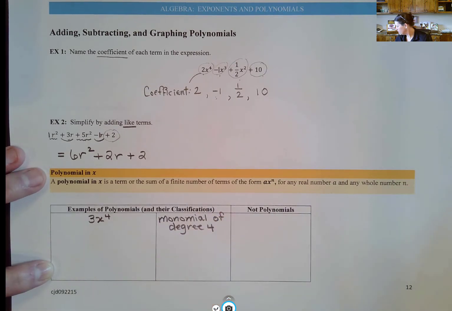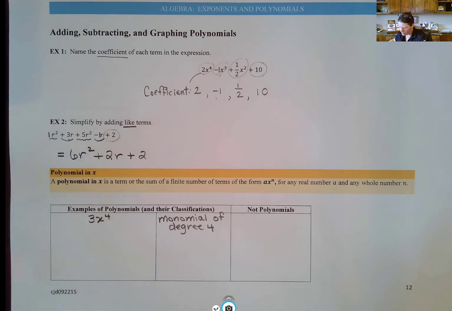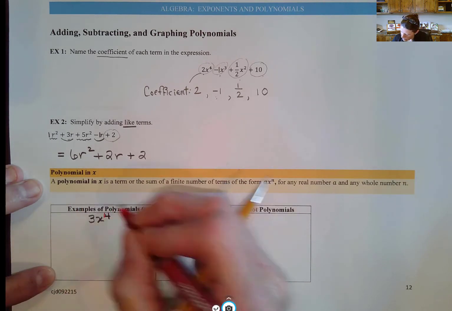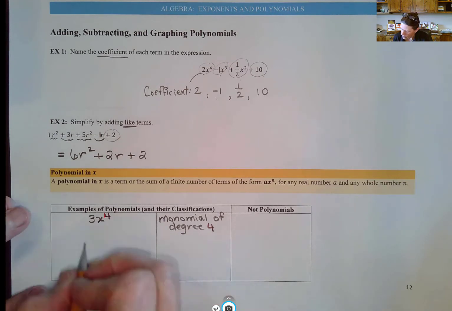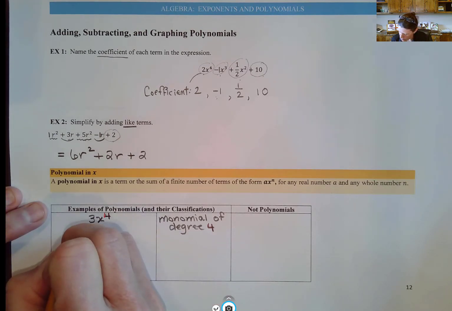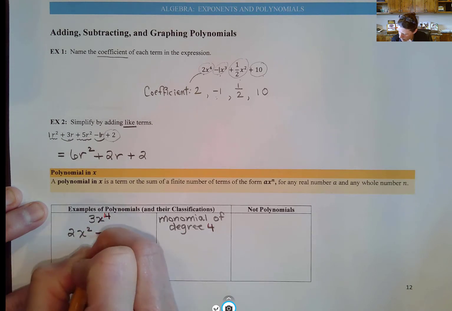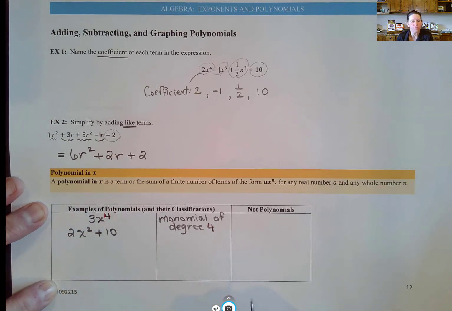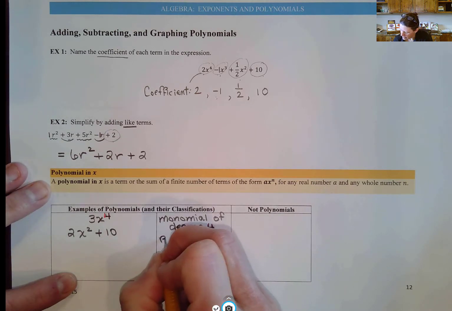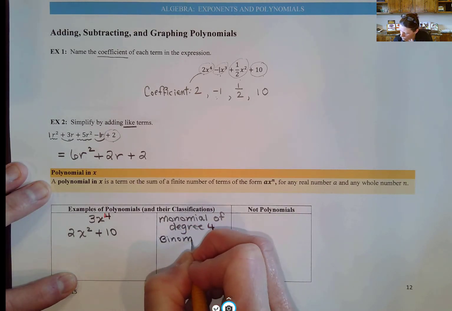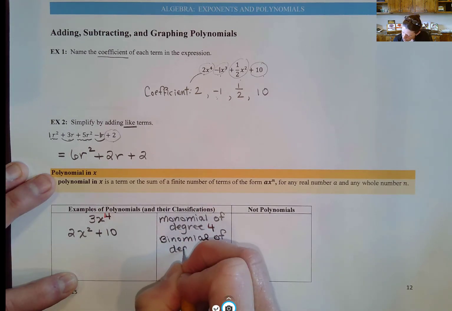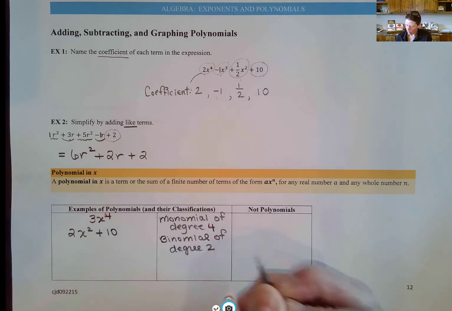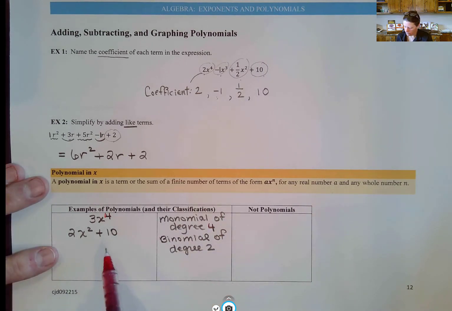And the degree has everything to do with the exponent. Okay, so this 4 here in the exponent is what we're talking about when we mention degree. Another example, we might write 2x squared plus 10, and this is a two-termed polynomial, isn't it? Or we might say that it is a binomial. And this is a binomial of degree 2. Okay, now there are two terms.